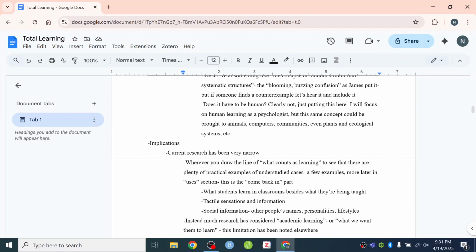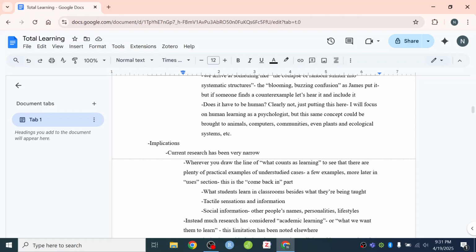Wherever you draw the line of what counts as learning, you don't have to go all the way out to smartphone in the drawing of what you accept to be total learning. You can draw that line a little bit closer to home. But wherever you draw that line, you see that there are plenty of practical examples of understudied and perhaps unstudied cases, that we have really only studied a fraction of what human beings learn in any kind of detail. Again, more examples in the uses section when we talk about hypotheses that we could generate.